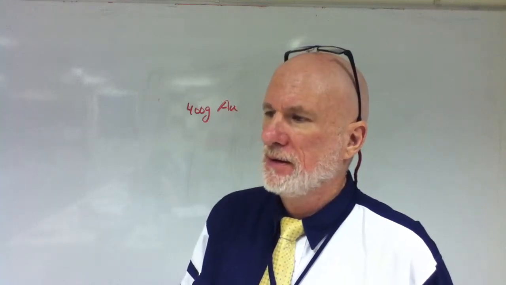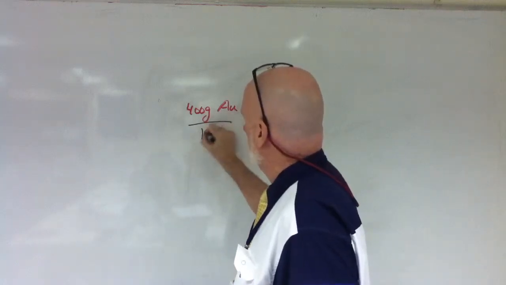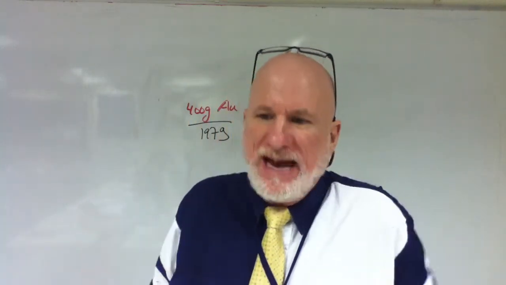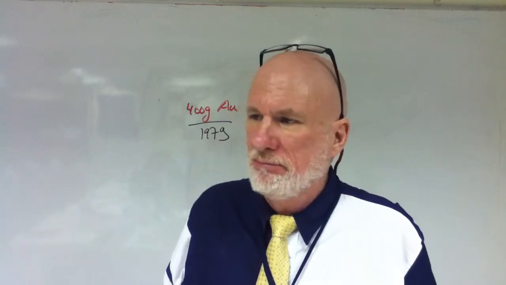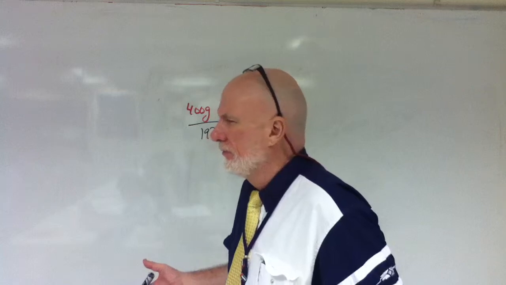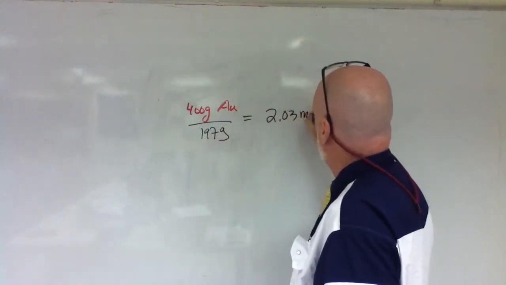Well, what would I divide that by? 197. Yeah, 197. Why am I doing this so quickly? Well, I know that 1 mole is 197 grams. I just did that problem, right? So how many 197s are in 400? So it's going to be 2 point something? 2.03. So it's going to be 2.03 moles.